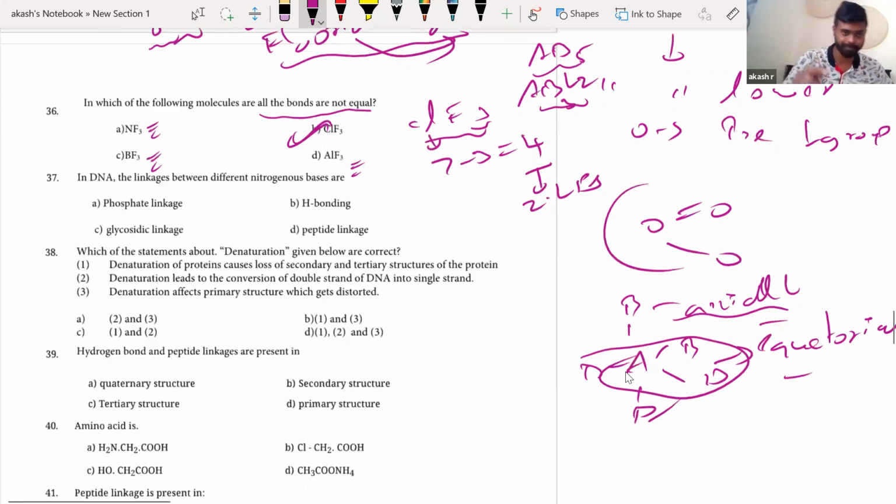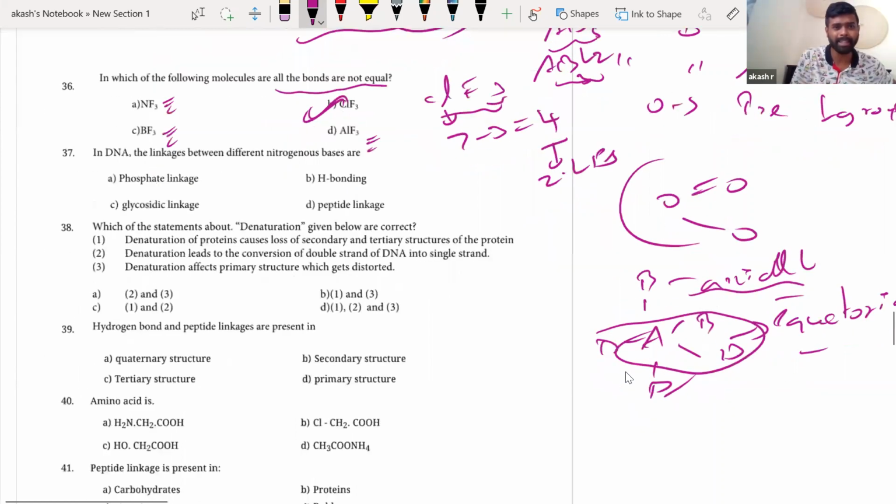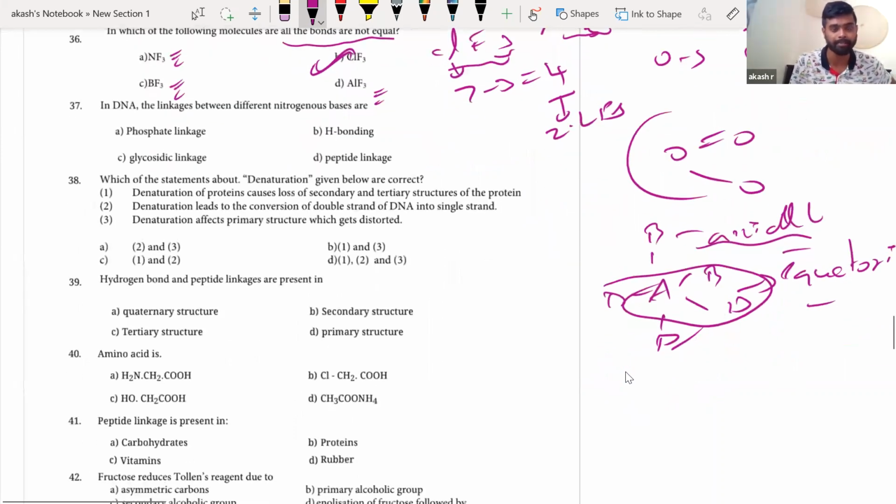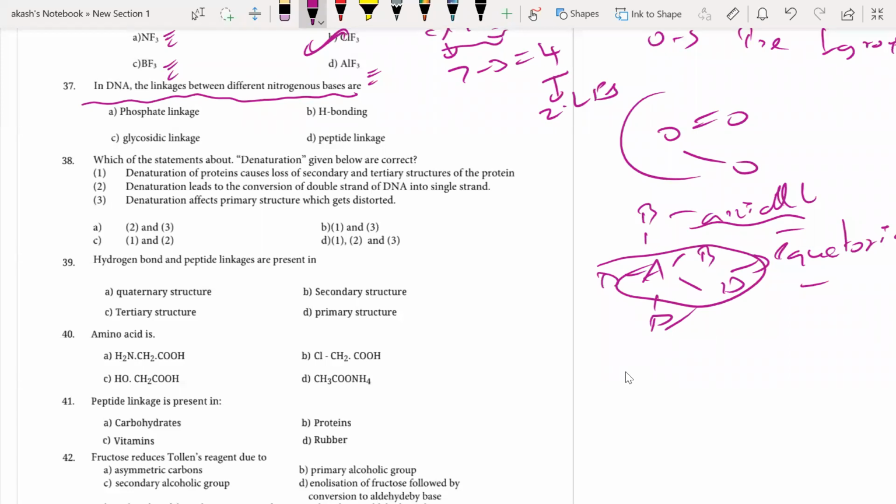Okay, moving on. In DNA, the linkages between different nitrogenous bases are what? Quick, what is the answer? Hydrogen. Yes, right. I'm talking about base and base. Adenine, thymine, right? They will have hydrogen bonding. I told you how they form the duplex or double helix, right? 1 helix, 2nd helix, hydrogen bonding. That is how they stay together. Okay, good. Hydrogen bonding is the answer to this question.